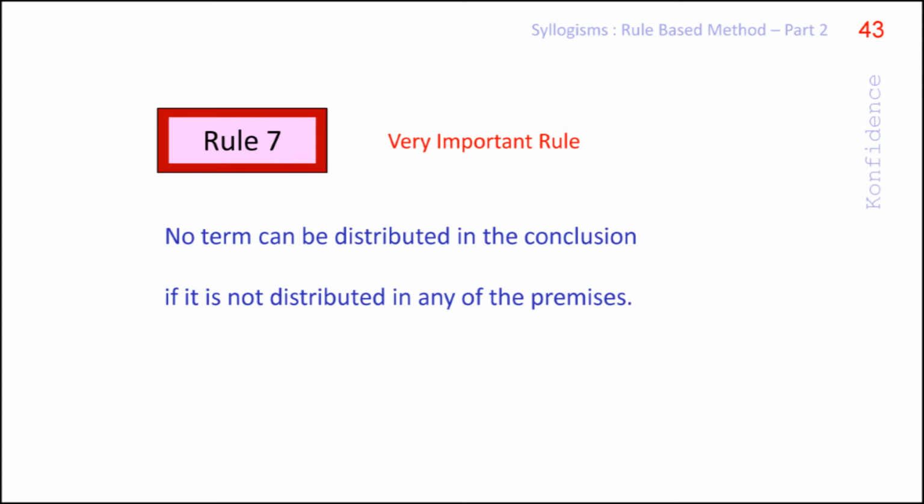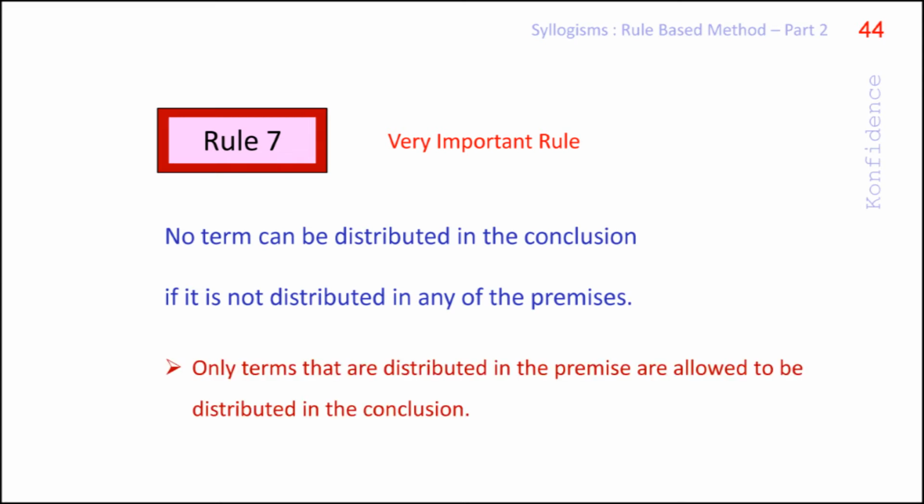The 7th rule states that only terms that are distributed in the premise are allowed to be distributed in the conclusion. We shall look at an illustration that will help you understand this rule clearly a little later.